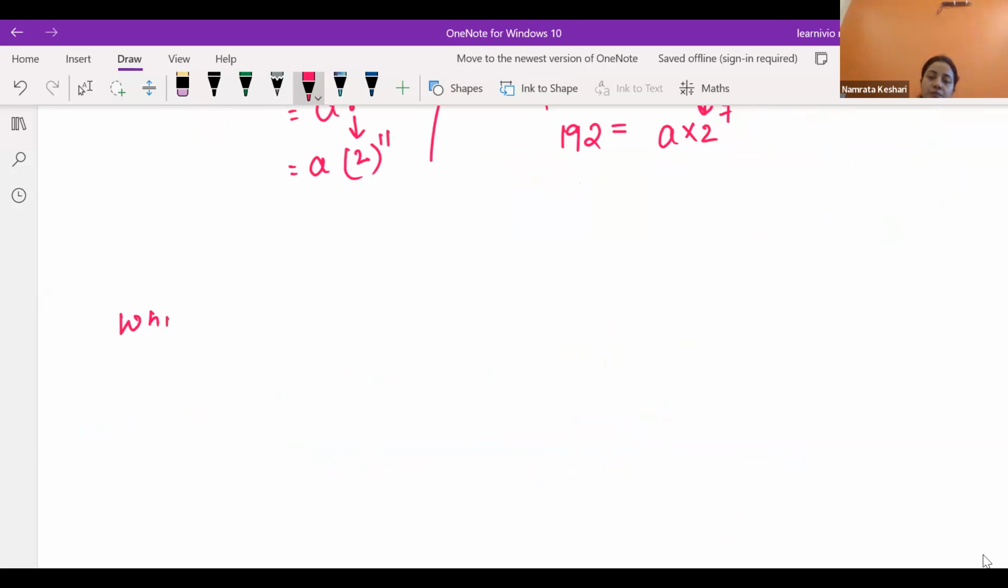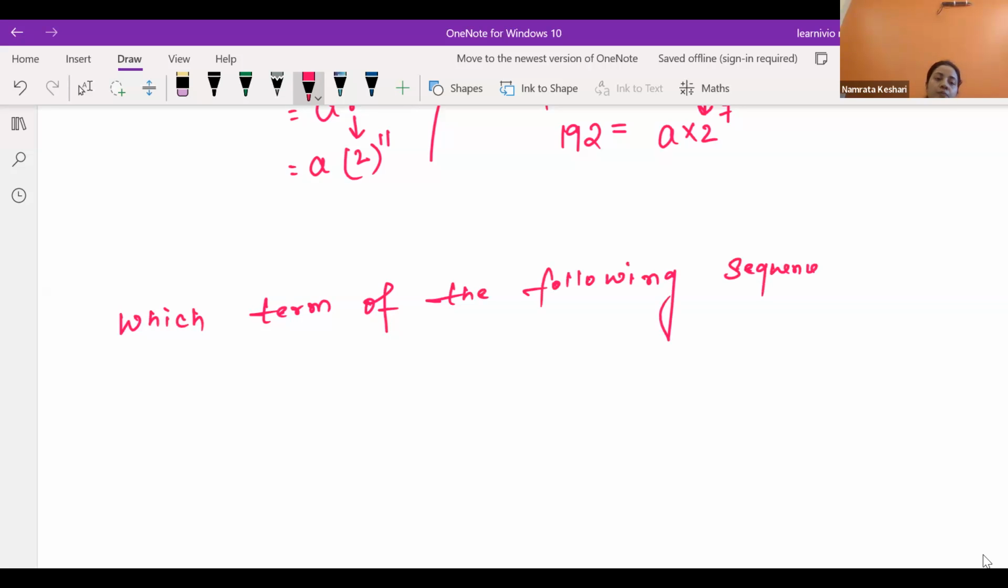Which term of the following sequence 2, 2 root 2, 4 is 128? Which term is 128? 10th term, 20th term, 12th term? Which term is 128?